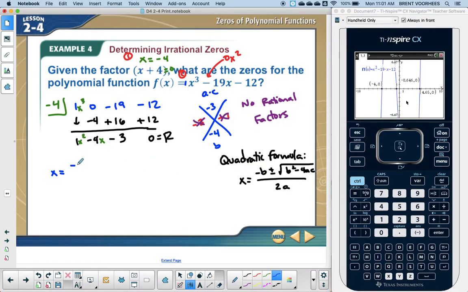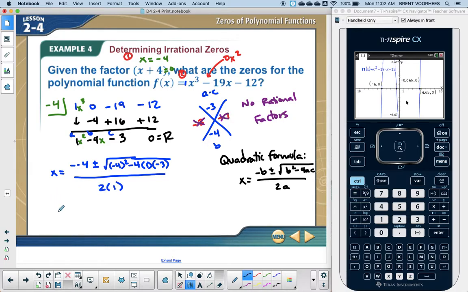So I have a negative of a -4. This is our a for the record, this is our b, this is our c. So a negative of a -4 plus or minus the square root of -4 squared minus 4 times our 1 times our c, which is -3. And all this is going to be divided by 2 times 1.